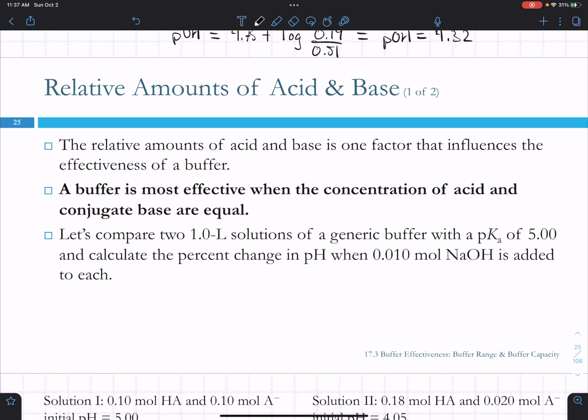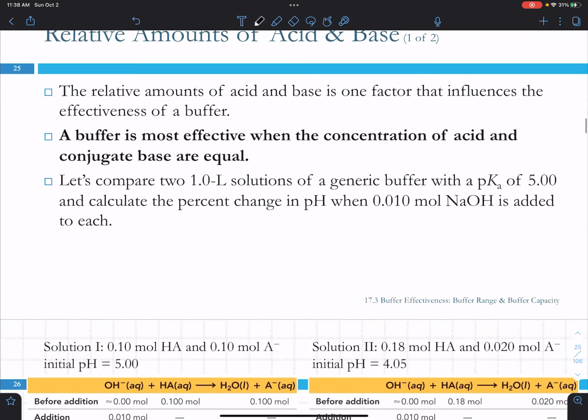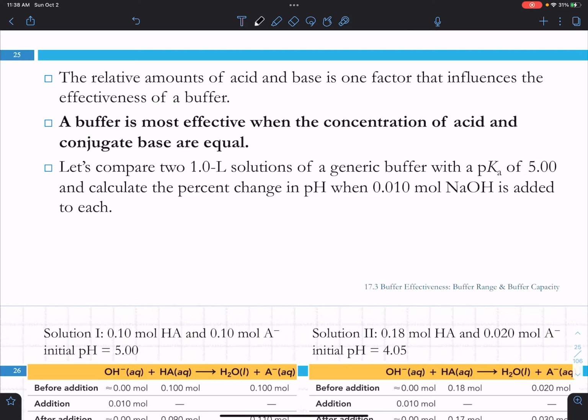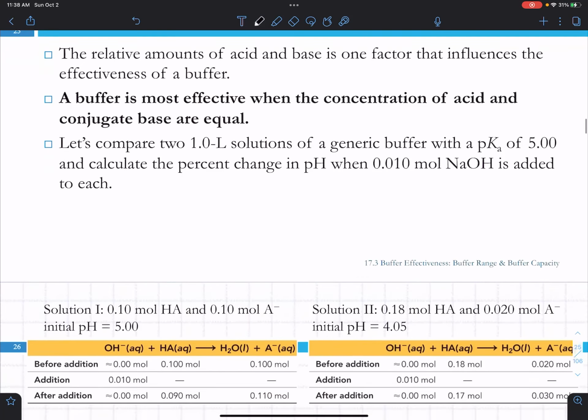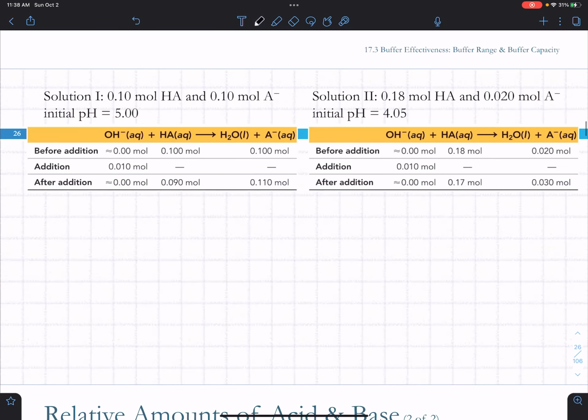So when we're looking at any buffer, the relative amounts of acid and base are one factor that influences the effectiveness of that buffer. So the buffer is going to be most effective when the concentration of acid and the conjugate base are equal. So if we compare two solutions that have this pKa of 5, we can calculate the percentage change in pH when 0.01 molar of sodium hydroxide is added to each. So here we've got these two different solutions, one where we've got equal amounts of acid and base, and this other one where we have more acid than we do of the weak base.